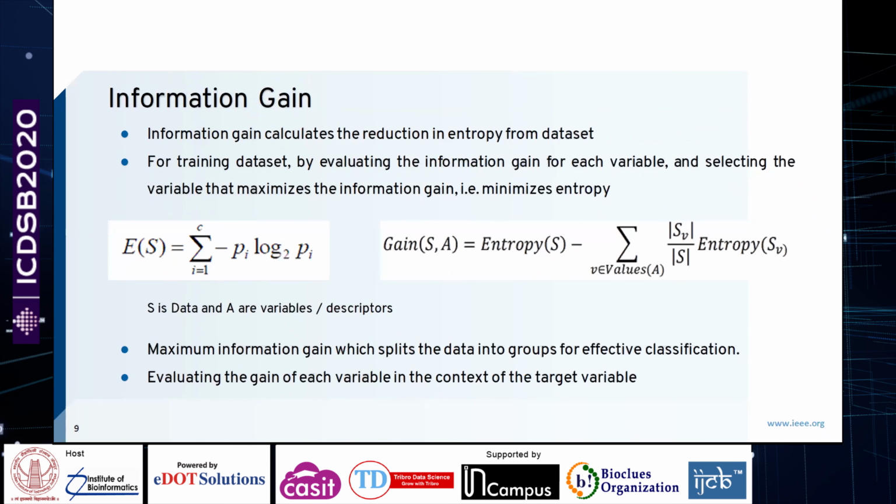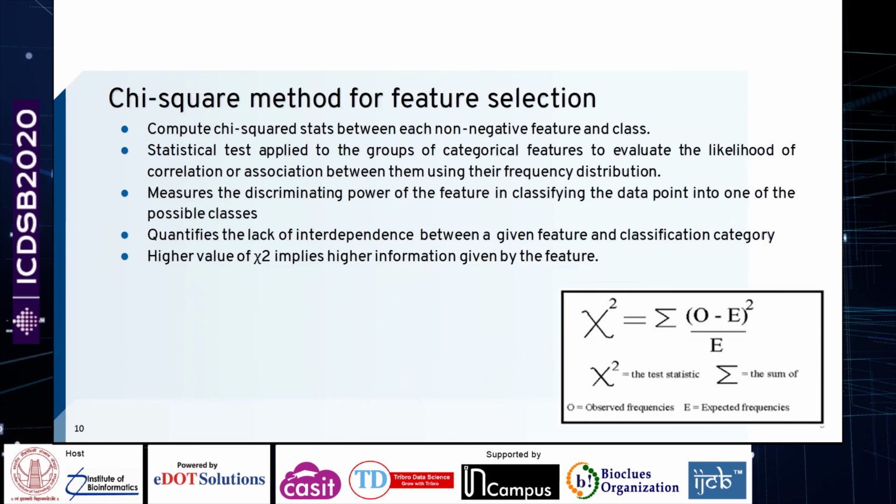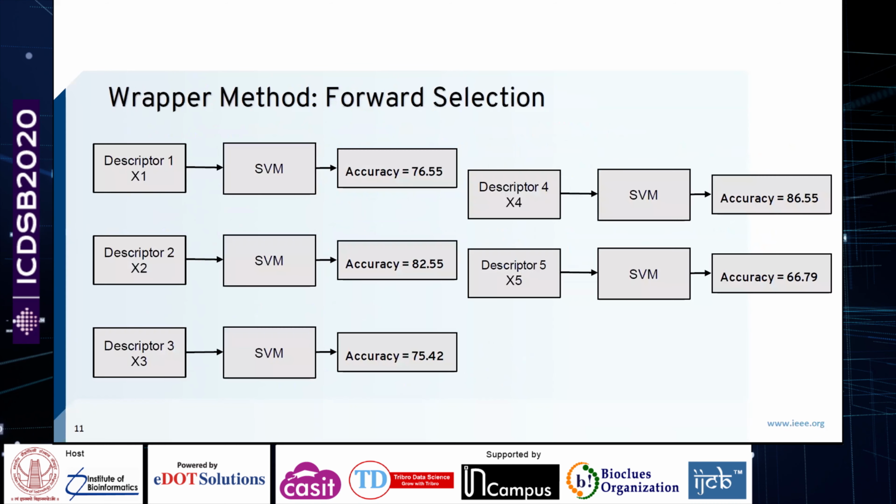Information gain is another algorithm wherein you get the entropy reduction by finding out the entropy without using and with using the attribute, and the entropy reduction gives you the information gain quantitatively. This information can be employed to rank the attributes, and then you can use the top ranking subset of attributes for attribute selection. High-score method is again another methodology, which is feature ranking. It quantifies the lack of interdependence between a given attribute and classification category.